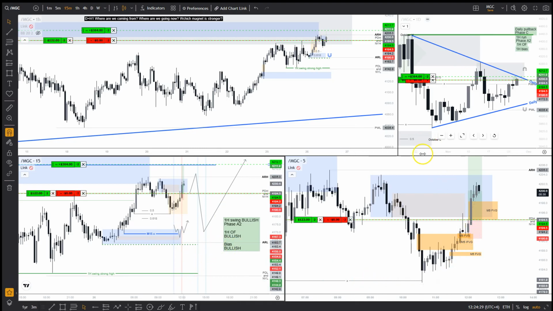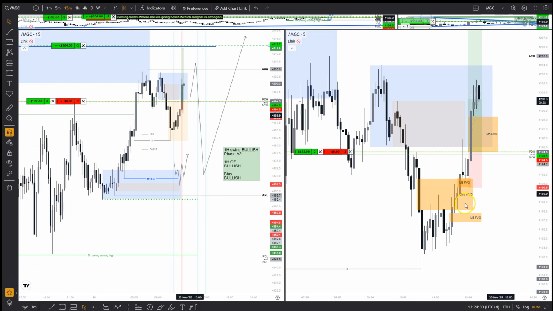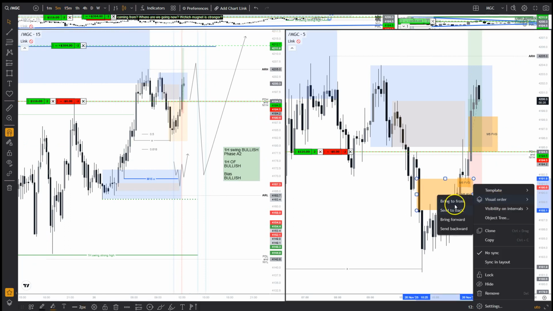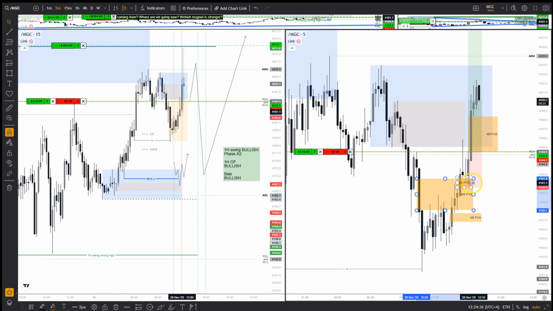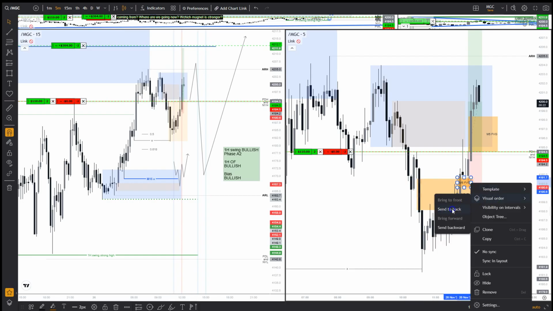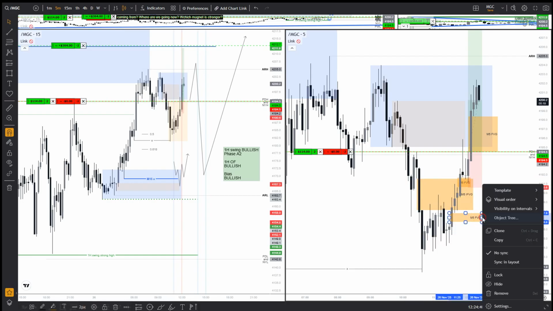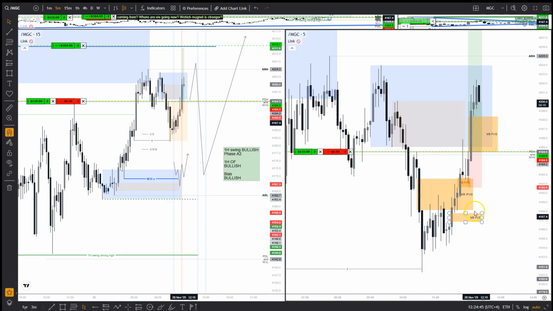Before I take a picture, I'm also going to work here on visual order, sent to back, so all the candles are visible. They're not covered, candles are always in the front. Now I can take a picture.